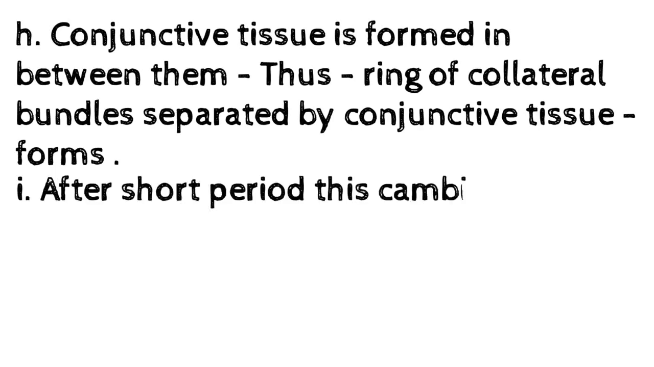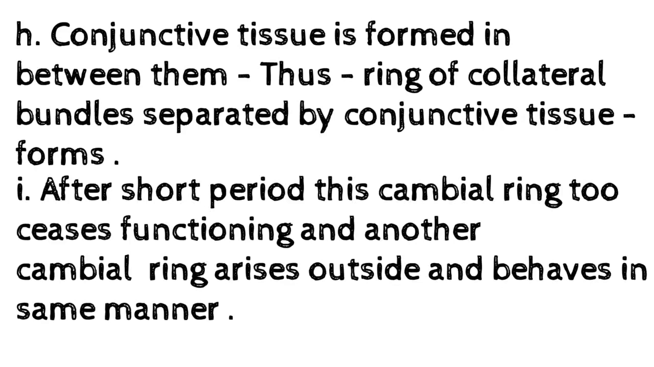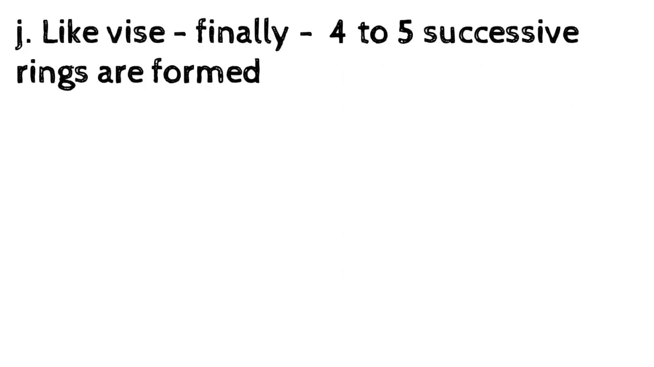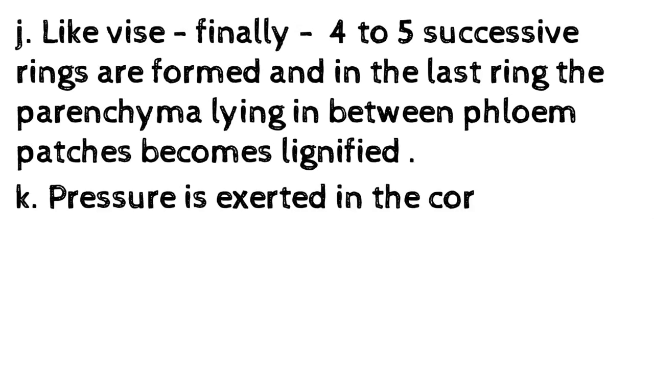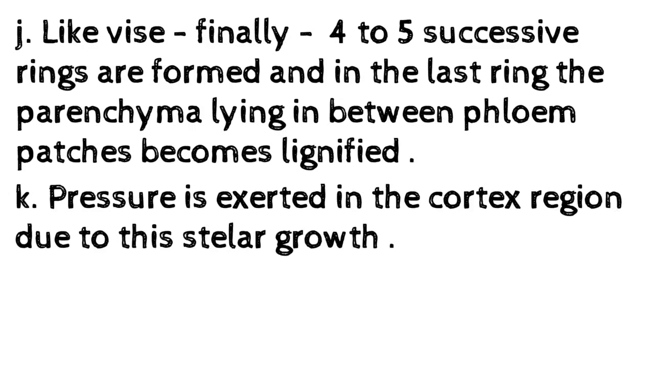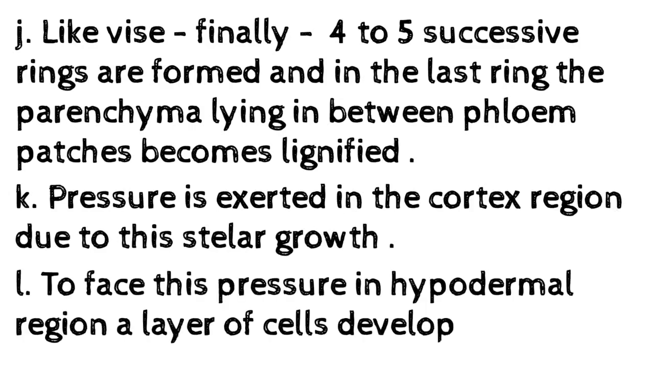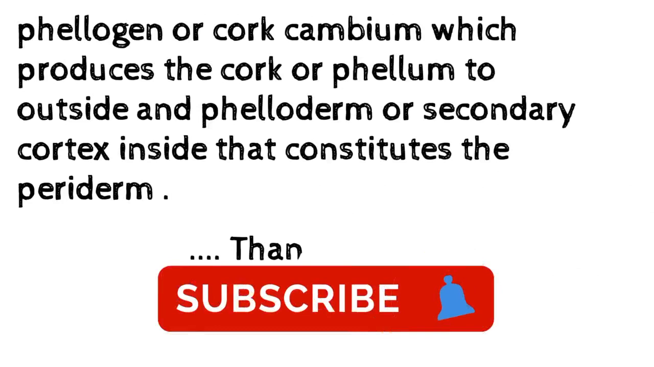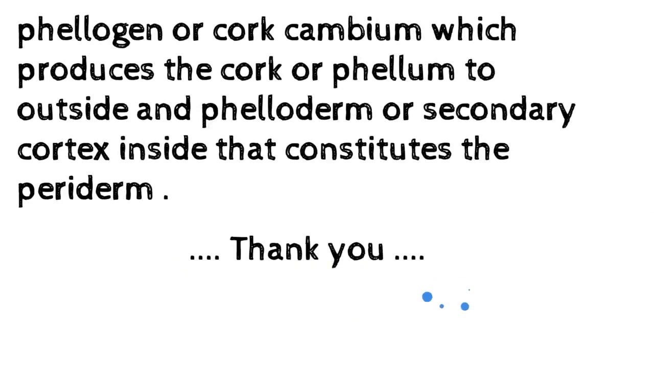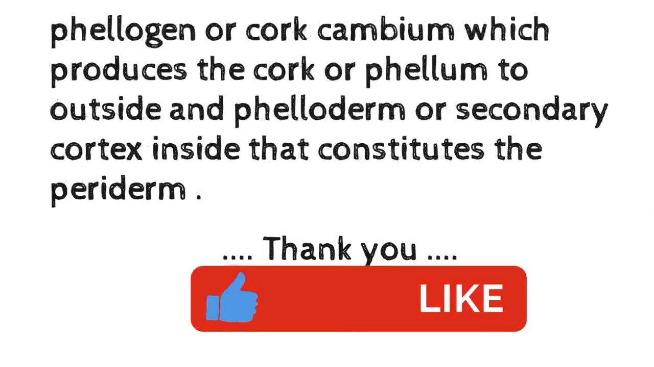I. After a short period this cambial ring ceases functioning and another cambial ring arises outside and behaves in the same manner. J. Likewise, finally 4 to 5 successive rings are formed, and in the last ring the parenchyma lying in between phloem patches becomes lignified. K. Pressure is exerted in the cortex region due to this stelar growth. L. To face this pressure, in the hypodermal region a layer of cells develops into the phellogen or cork cambium, which produces the cork or phellem to the outside and phelloderm or secondary cortex inside, that constitutes the periderm.